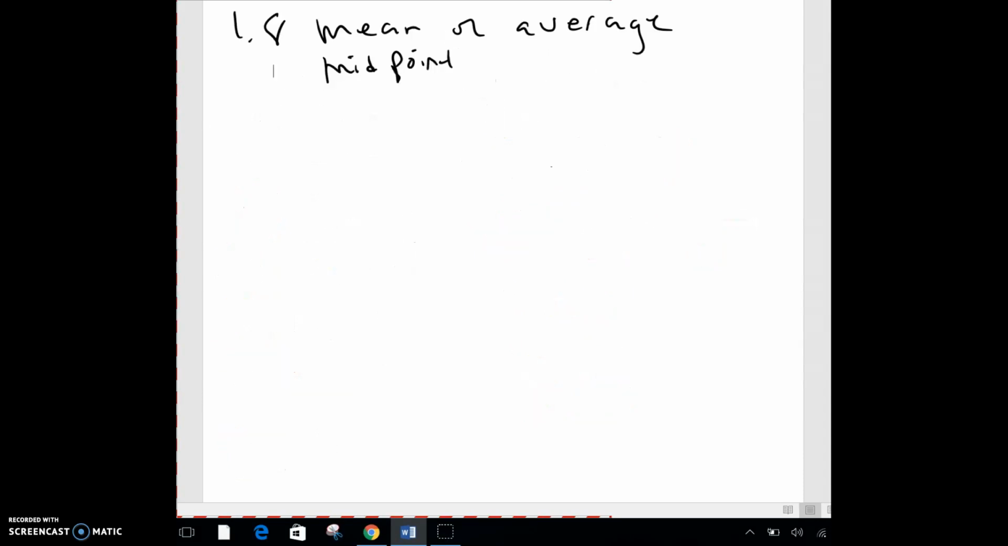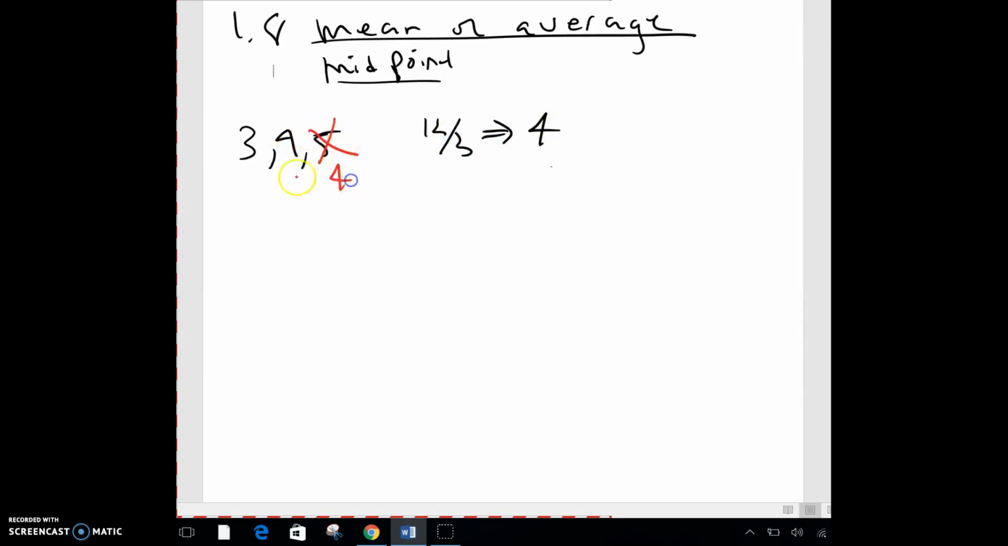Okay, in section 1.8, make sure you can find the mean and the average or midpoint. So to find the mean, yes, you could just add them up. So you could add up and get 12 divided by 3 items gives you an average of 4. But it's also good to understand like steal from the rich, give to the poor. So I could steal from here, give it to here so that they're all the same.